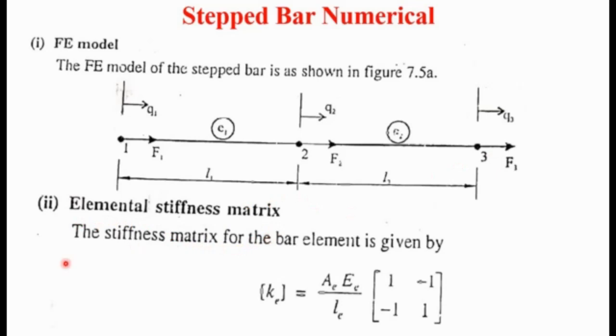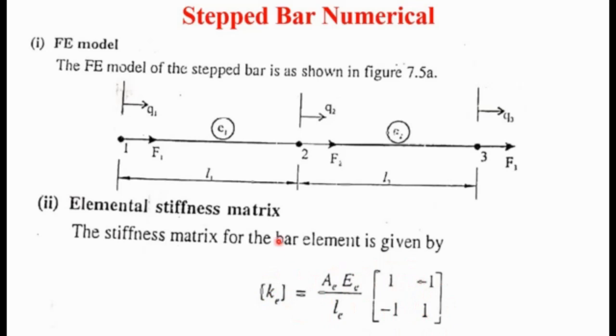So the stiffness matrix for the bar element is given by, as we previously discussed, for a 1D bar element the stiffness matrix Ke is equal to AE divided by le, into the matrix [1 -1; -1 1]. This is the stiffness matrix for the element.